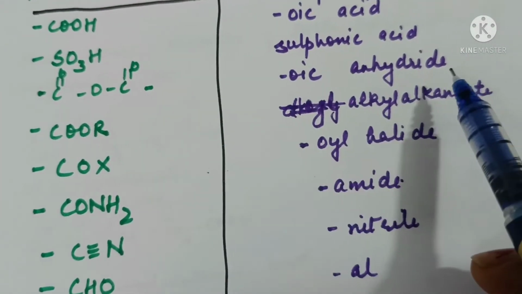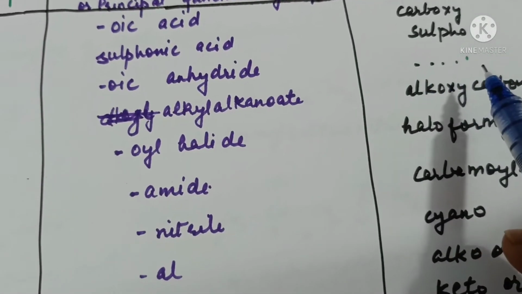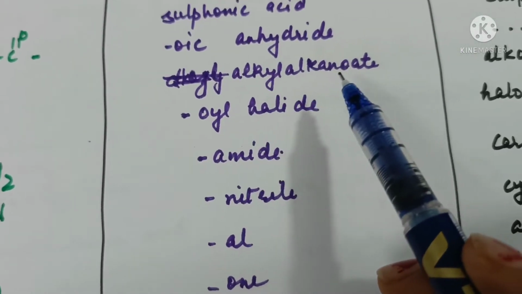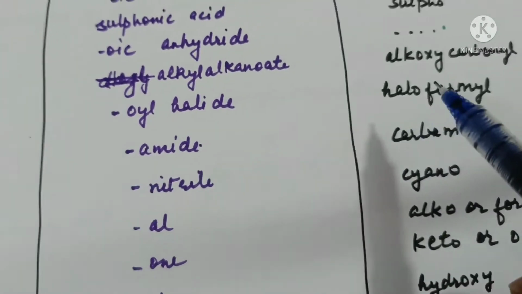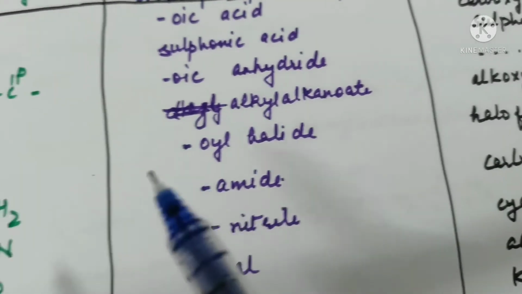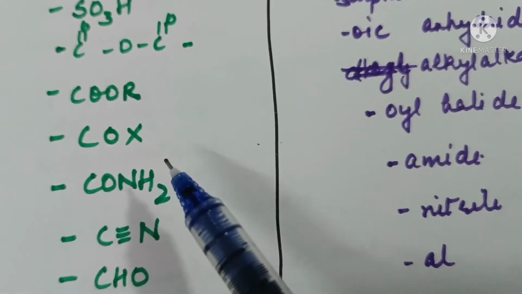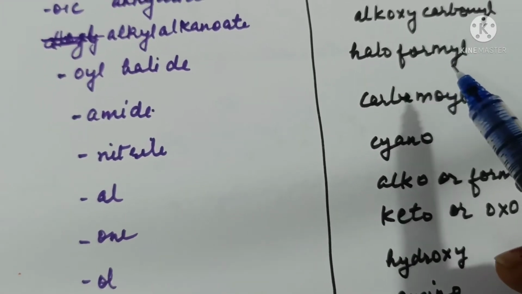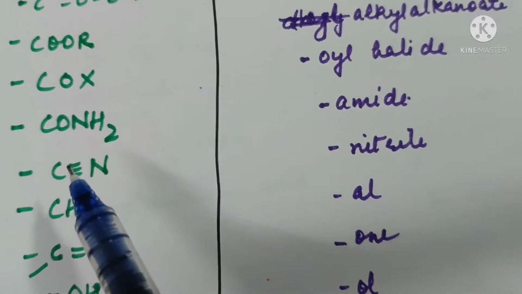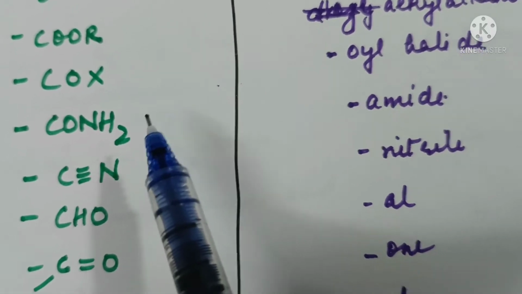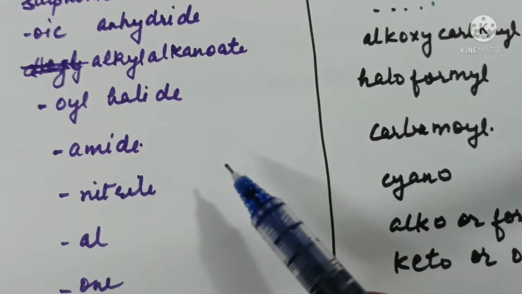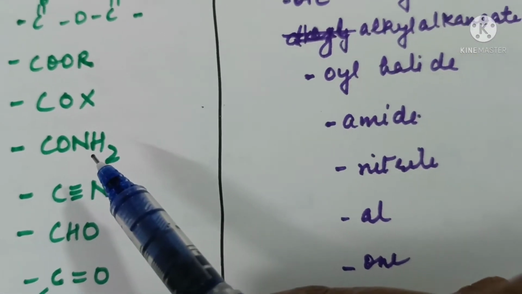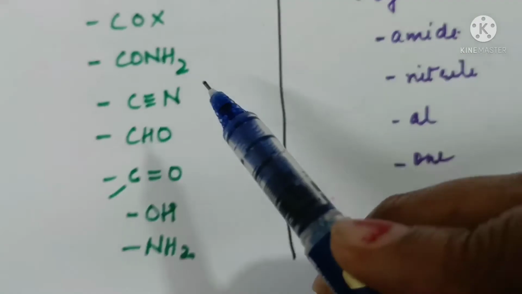Then this is oic anhydride. It is never used as prefix. Then for ester, we write it as alkyl alkanoate when it is principal functional group, and alkoxycarbonyl when it is used as a substituent. Acid halide is called oyl halide as principal functional group, and haloformyl is used for it when it's acting as a secondary functional group. Amide suffix is used when principal functional group, and carbamoyl prefix is used if it's acting as a secondary functional group or substituent for CONH2.